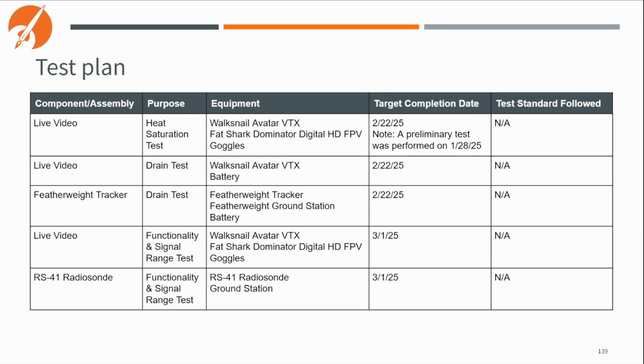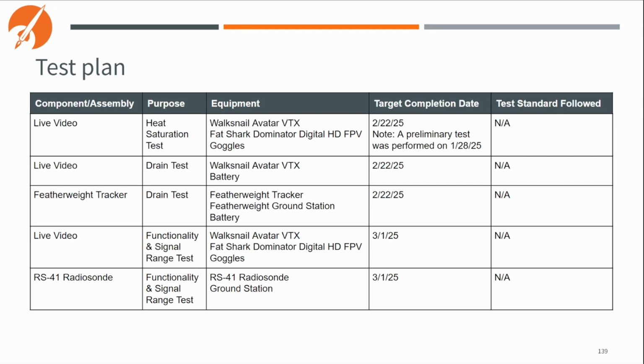Our test plan is composed mostly of drain tests and signal and functionality tests for each of our components. The two unordinary tests, I suppose, are the heat saturation test for the live video, which we have already started, but we are going to continue testing in the near future.